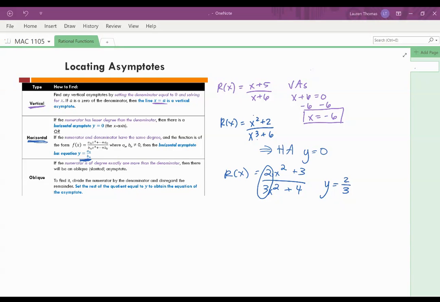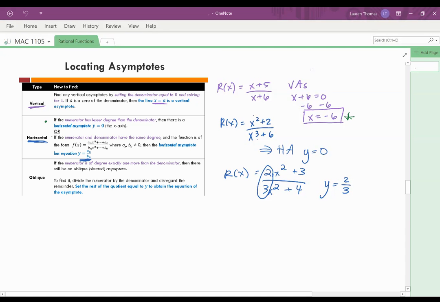You guys, we're going to continue our discussion on locating asymptotes. So we've already discussed previously how to find vertical asymptotes. Vertical asymptotes are found by setting the denominator equal to 0 and solving for x. We've also discussed how to find horizontal asymptotes. So remember, you have two cases when you're finding horizontal asymptotes. The first case is if the numerator has a smaller degree than the denominator, then you're automatically going to have a horizontal asymptote at y equals 0.